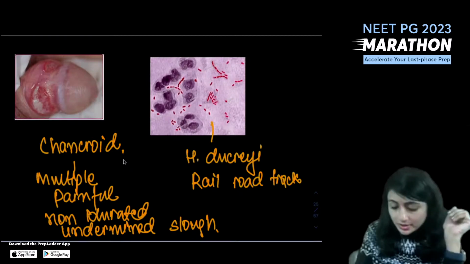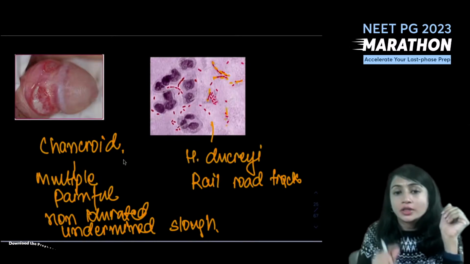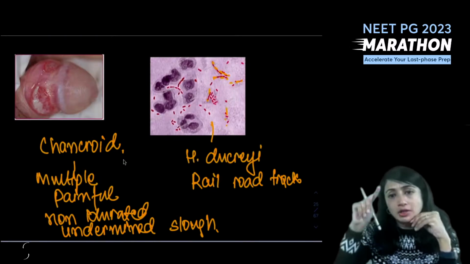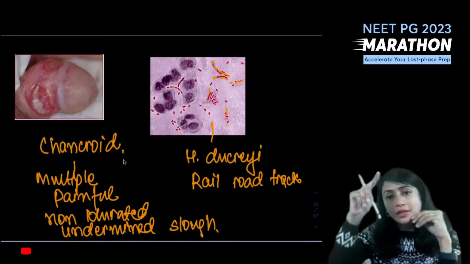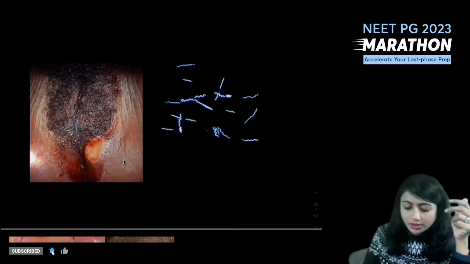fish and stream appearance, as if they are going together. So railroad track appearance is seen in chancroid. These are H. ducreyi, which you are seeing, which are arranged in pairs or in groups, and they appear as single line. Okay.